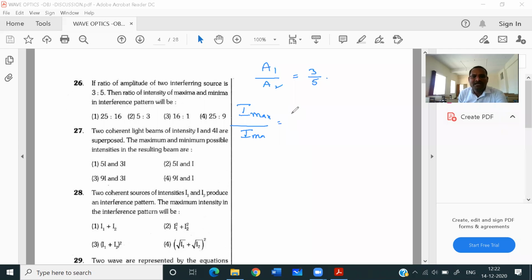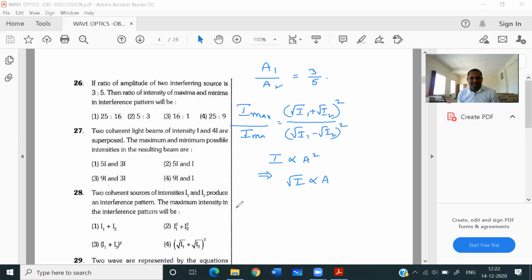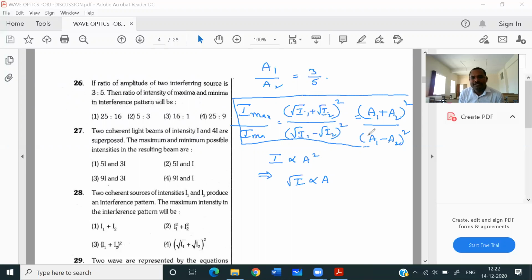The formula: I maxima is root I1 plus root I2 whole square by root I1 minus root I2 whole square. As we know, intensity is directly proportional to amplitude square, which implies root intensity is proportional to amplitude. That means this formula becomes A1 plus A2 whole square upon A1 minus A2 whole square. This point is important. Just remember this point, all of you.